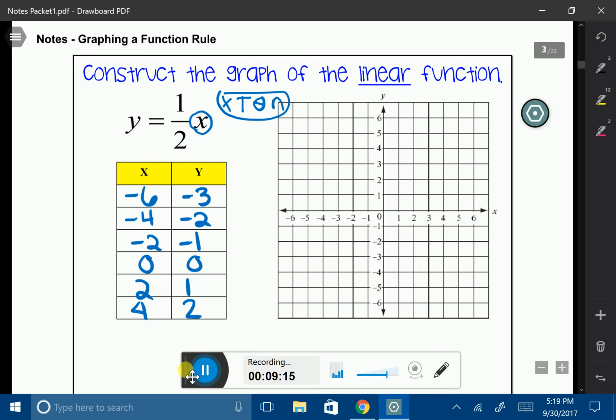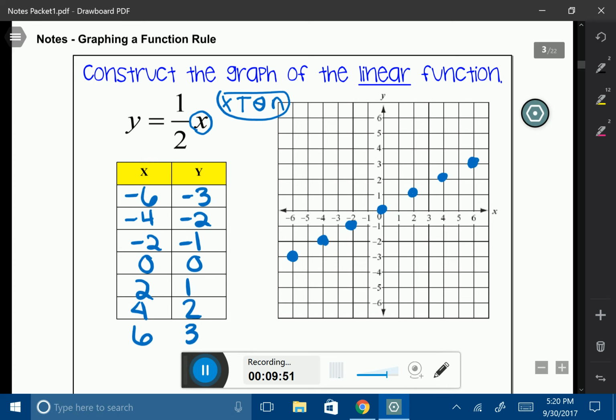Now I'm going to go ahead and pop it on my coordinate plane. Start at my origin. So I'm going to go -6, and I'm going to go -3. I'm going to go -4 and -2. -2, -1, 0, 0. You'll probably start seeing a pattern at this point. 2, 1, and 4, 2. And you can see that we're also missing another point here. If you'd like to go ahead and put 6, 3 on here, go for it.